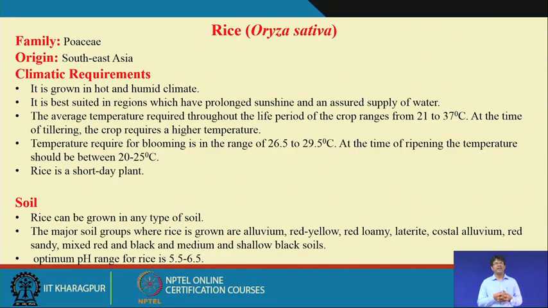Soil: rice can be grown in any type of soil. The major soil groups are alluvial soils, red yellow, red loamy, laterite, coastal alluvium, red sandy, mixed red and black, and medium and shallow black soil. The optimum pH range for rice is 5.5 to 6.5, but it can be grown in a wide range of pH, even from 5 to 8.